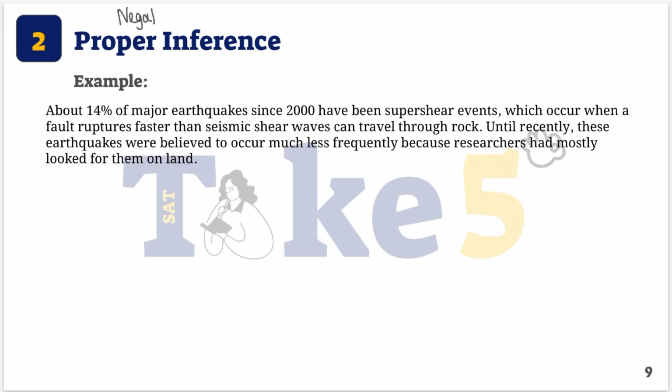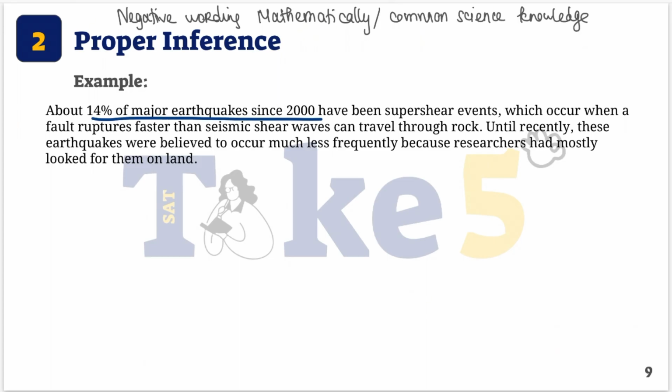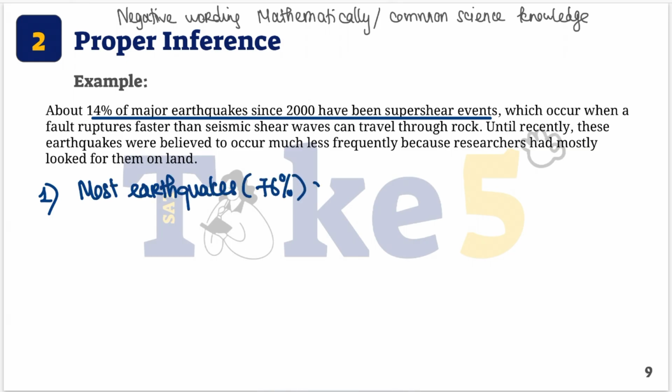Another way of using the negative wording tip is not literally, but mathematically, or just using some common scientific knowledge, like this. We are told that 14% of earthquakes since 2000 have been supershear events, so a proper inference can be most earthquakes, or 76% since 2000, have been other types. This is one way of flipping the logic that still ensures the logical accuracy.